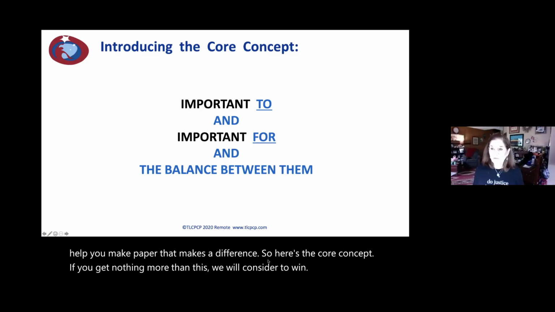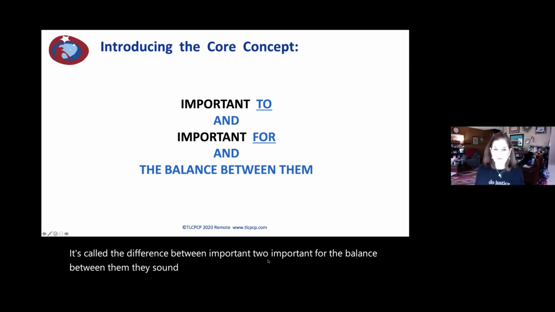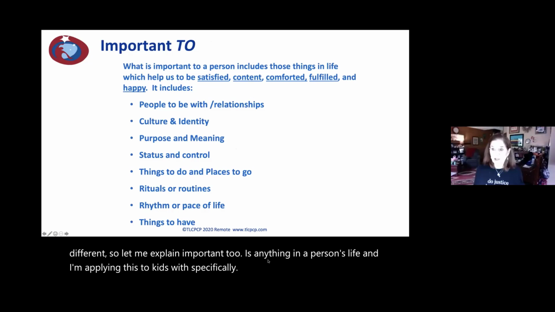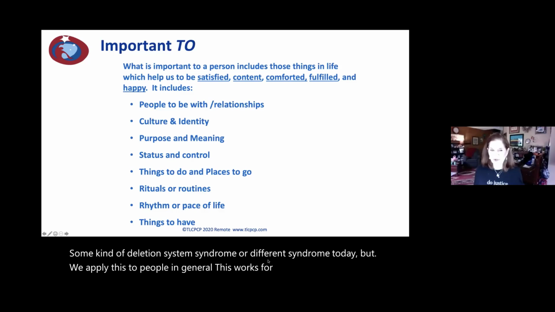It's called the difference between important to, important for, and the balance between them. They sound like the same thing, but they're very different. So let me explain. Important to is anything in a person's life, and I'm applying this to kids with specifically some kind of deletion syndrome or different syndrome today, but we apply this to people in general. This works for me, it works for you.